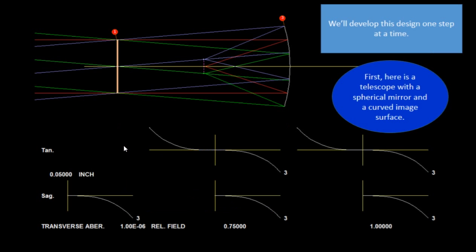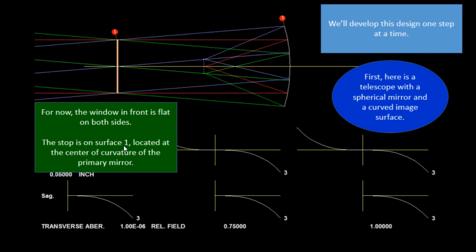First, here is a telescope with a spherical mirror and a curved image surface. For now, the window in front is flat on both sides. The stop is on surface 1, which is located at the center of curvature of the primary mirror.